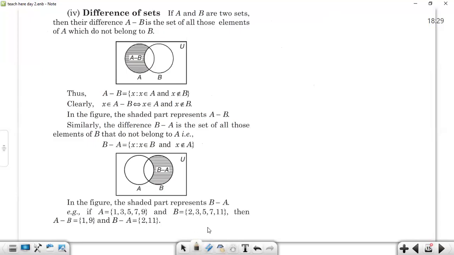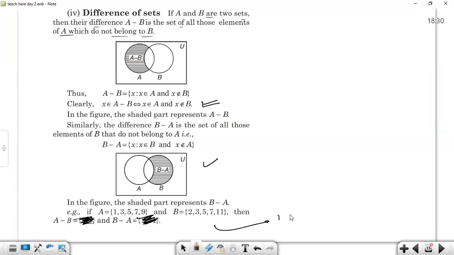Difference of sets we have already discussed. If A and B are two sets, then their difference is the set of all those elements of A which do not belong to B. If an element belongs to A minus B, it means that the particular element belongs to set A and not to set B. In the figure, the shaded part represents A minus B. And for B minus A, you can also see it like this.